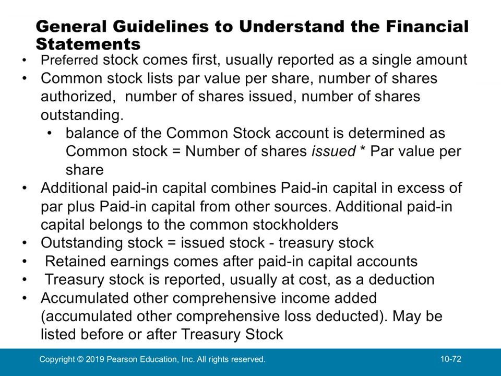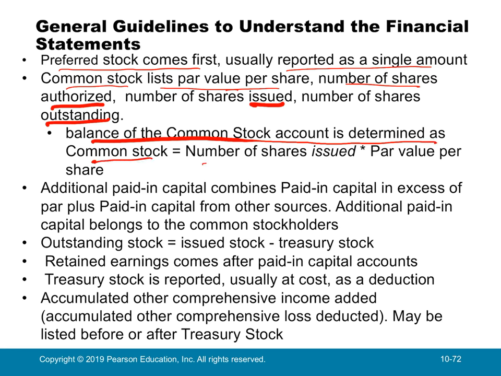So here are some general guidelines for getting comfortable with stockholders' equity in the financial statements. Preferred stock is going to come first. It's usually just reported as a single amount. The common stock is going to list the par value per share and the number of shares authorized, issued, and outstanding. The balance of the common stock account is determined as common stock equals the number of shares issued times par value per share. Additional paid in capital is going to take paid in capital in excess of par plus any paid in capital from other sources.